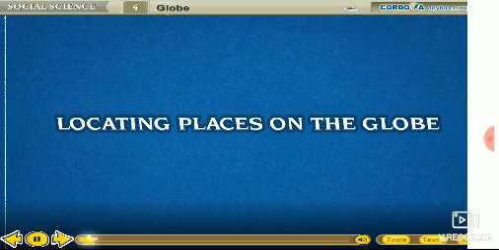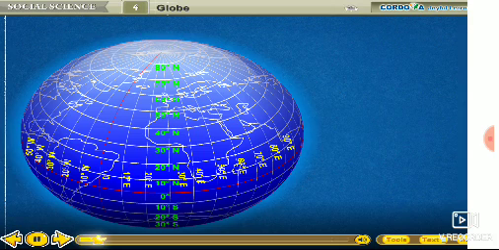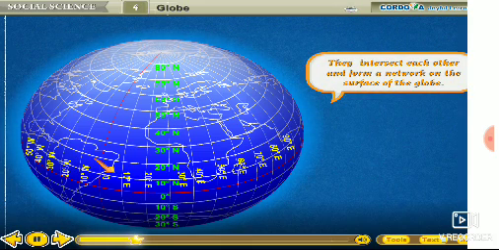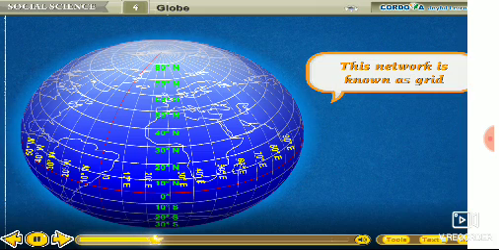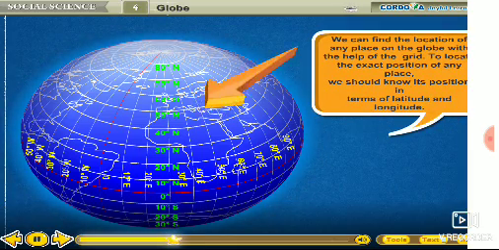Locating places on the globe. Look at the globe given on page number 116. The latitudes and longitudes are drawn upon it. They intersect each other and form a network on the surface of the globe. This network is known as grid. We can find the location of any place on the globe with the help of the grid.